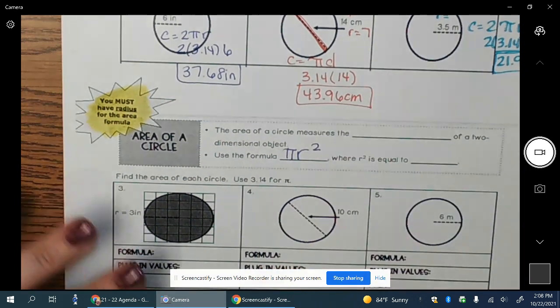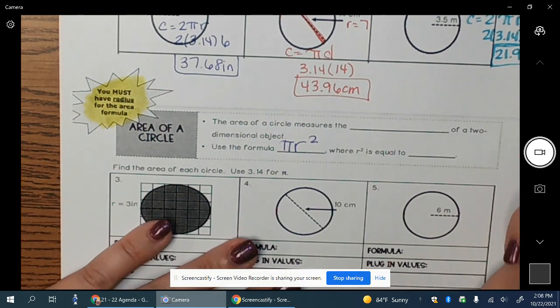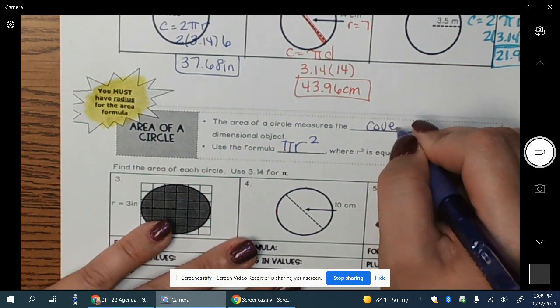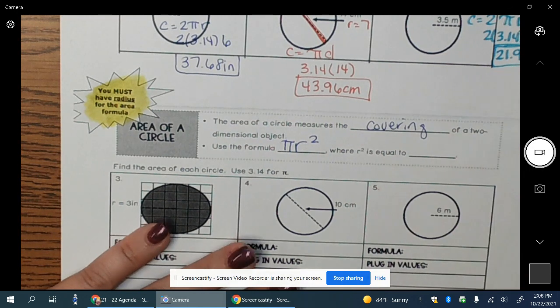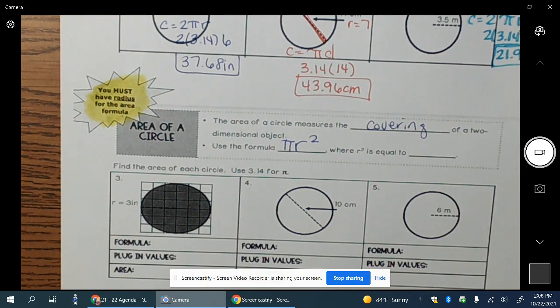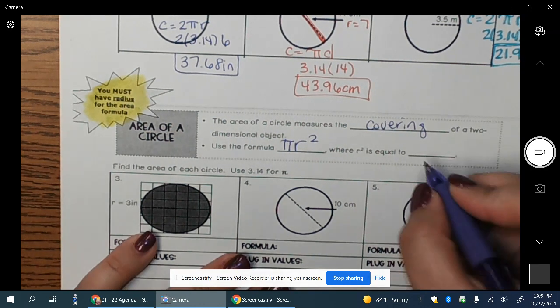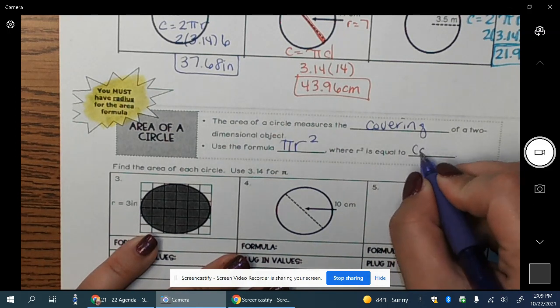pi r squared. Okay? And the area of a circle measures the covering of the 2D shape. So if I wanted to cover this circle with fabric, I would need to know the area. If I wanted to paint it, I would cover it with paint. That would be area. So radius squared really means radius times radius. And how do you do that on the calculator?